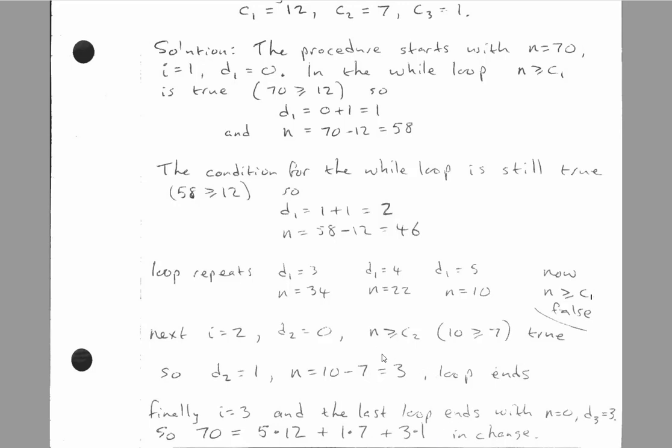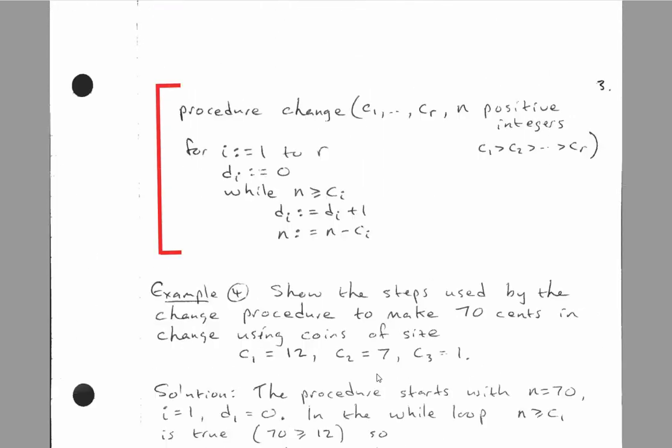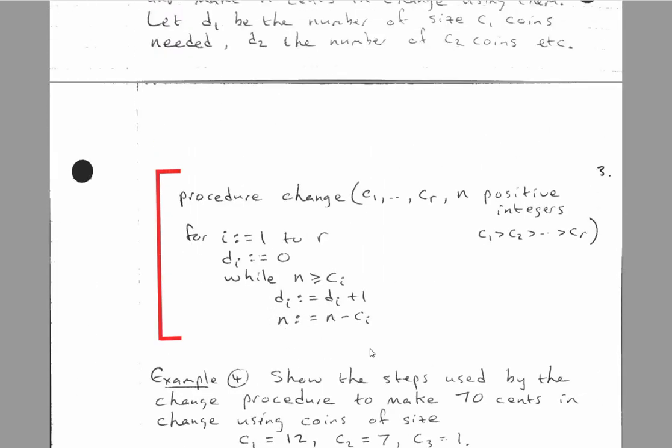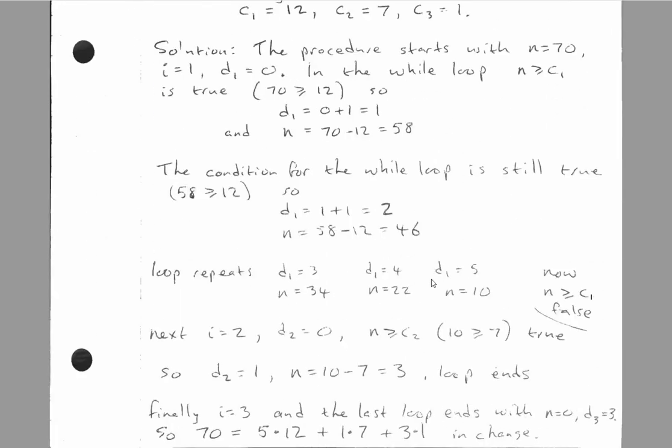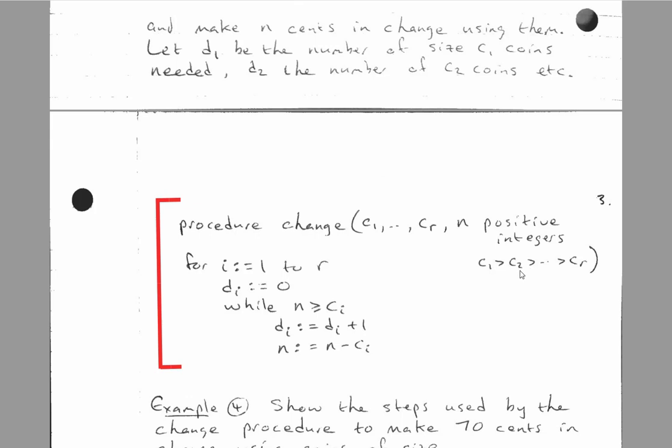Alright, so that's making change in pseudocode. As we step I from 1 to R, at each step we're just maximizing, using as many of each type of coin as possible. And that works as long as we start with the biggest coin first and go down. Alright, so that's our look at algorithms.